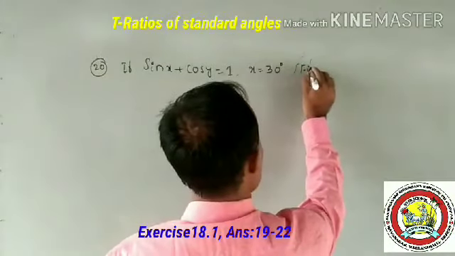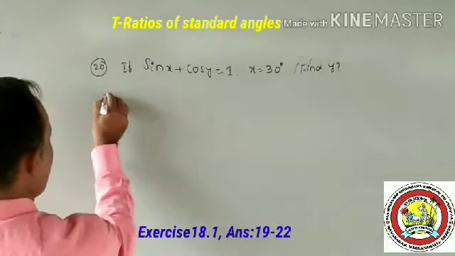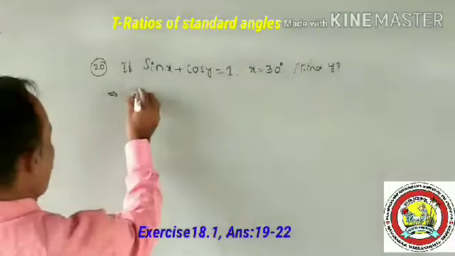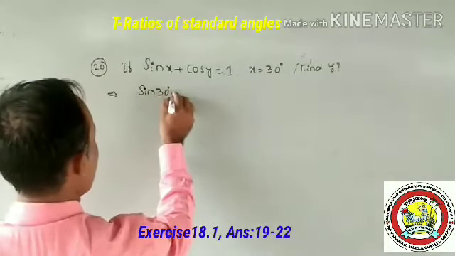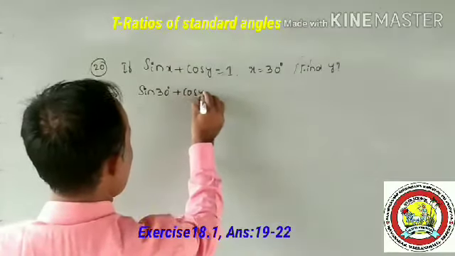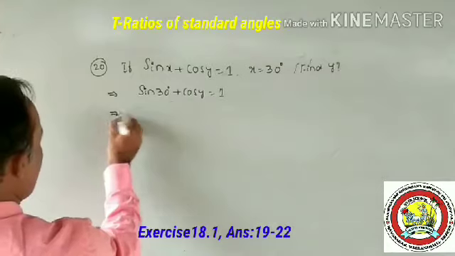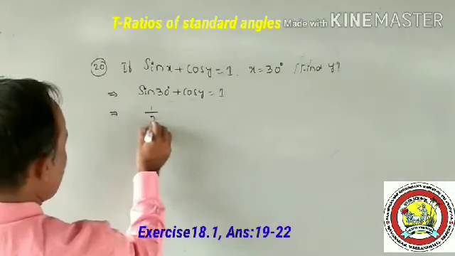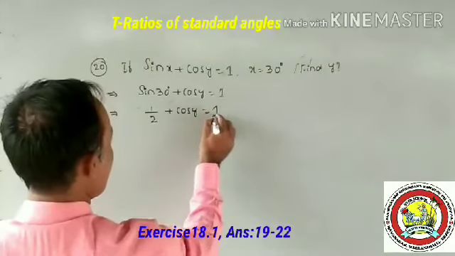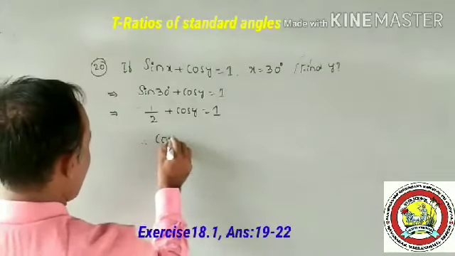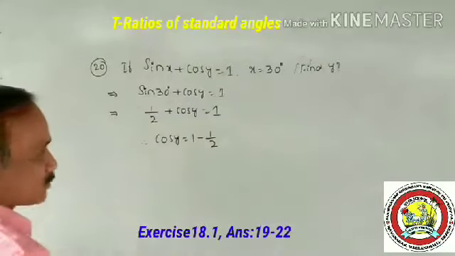Let's find the value of y. So y is an acute angle. That's very simple. Replace the x value. So sin of x, which is 30 degrees, plus cos y, keep as it is, is equal to 1. So this implies sin 30 is equal to 1 by 2, plus cos y is equal to 1. Therefore, the value of cos y is equal to 1 minus 1 by 2.